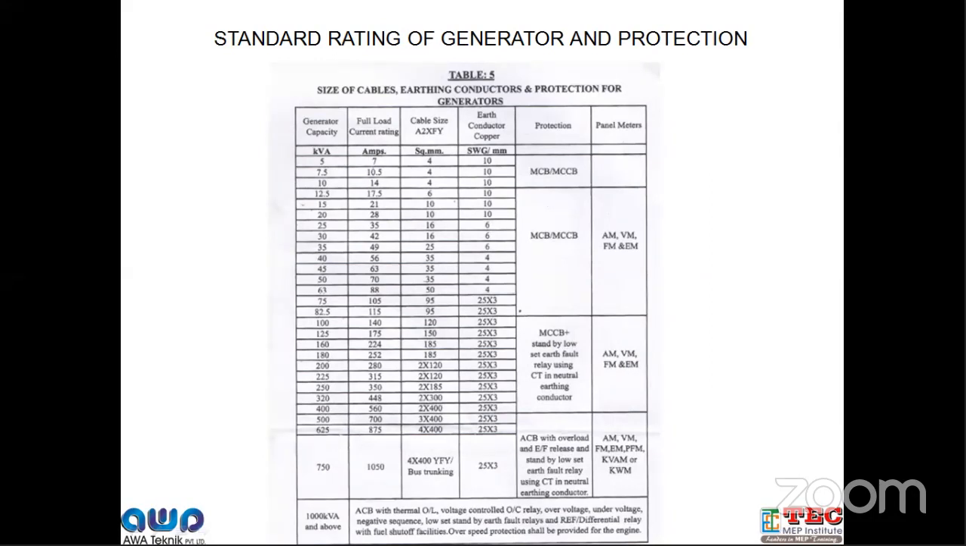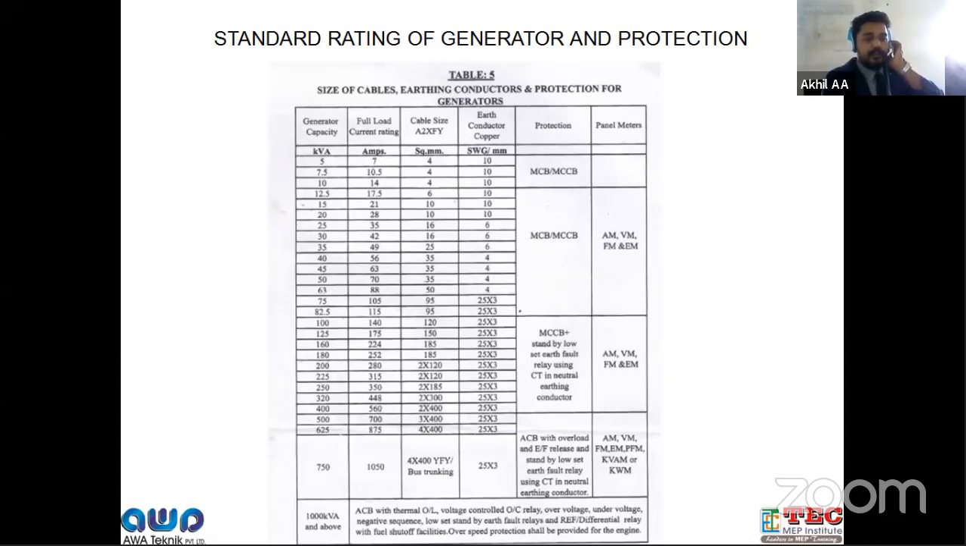For a 200 kVA generator, when it says 2x120, what does that mean? 2 run of 120 square mm cable. For a 200 kVA generator, the recommended size is mentioned as 2 run of 120 square mm cable, or you can take the cable size corresponding to 280 amperes. From a catalog, you can take 280 ampere as the rated current.